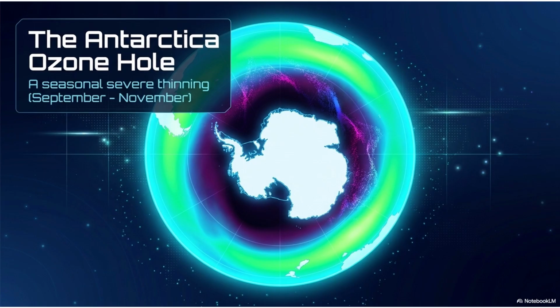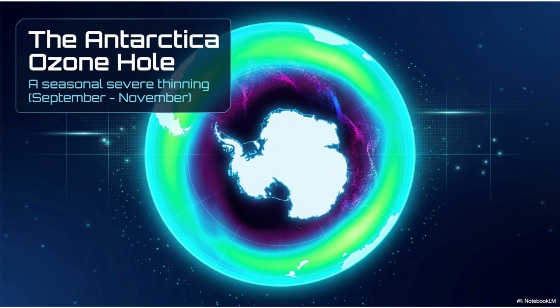One of the most famous examples of ozone depletion occurs over Antarctica. Scientists observed a severe seasonal thinning of the ozone layer over Antarctica, commonly called the Antarctic ozone hole. But remember, ozone hole does not mean that there is literally a hole in the atmosphere. It means that the concentration of ozone becomes very low over a large region. This happens mainly during the Antarctic spring, particularly around September to November.